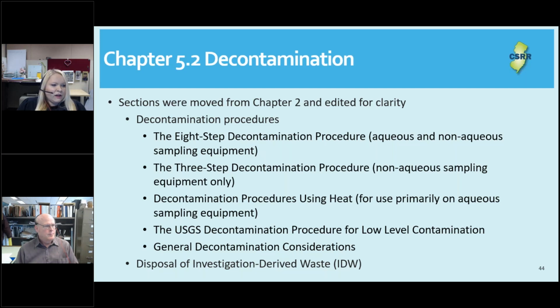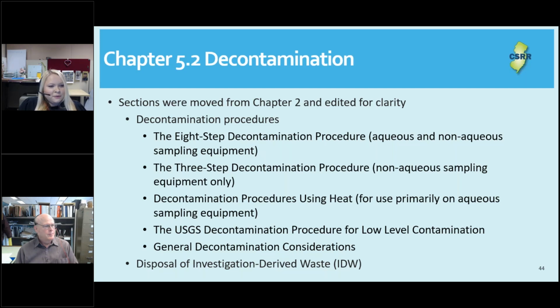The decontamination procedures are the same as the previous version of the manual, but the name of the decontamination procedure using heat was changed from a longer title starting with U.S. Army Cold Regions. So the 8-step decontamination procedure for aqueous and non-aqueous sampling equipment, the main change there was that ASTM type 1 deionized water was added in addition to type 2 as being suitable. The 8 steps very briefly are detergent, tap water, DI water, acid if sampling for metals, DI water, solvents for trace organics, air dry with nitrogen, and DI water.